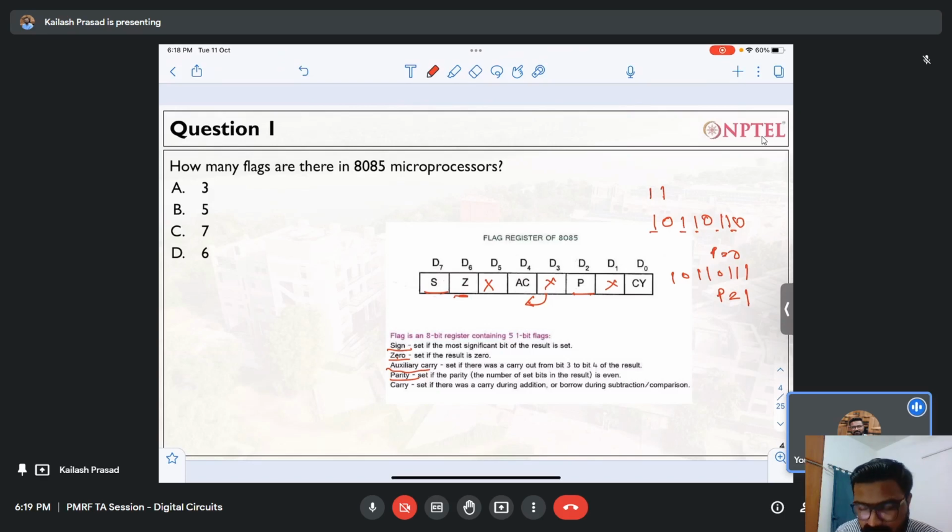Many times it is required. And carry is obviously carry. Whenever you perform any addition or subtraction operation, if you get a carry or a borrow, the carry flag will be set to 1. So now you will understand that we have 5 flags, and what the working of each of the flags is. Okay, is that clear, everybody?